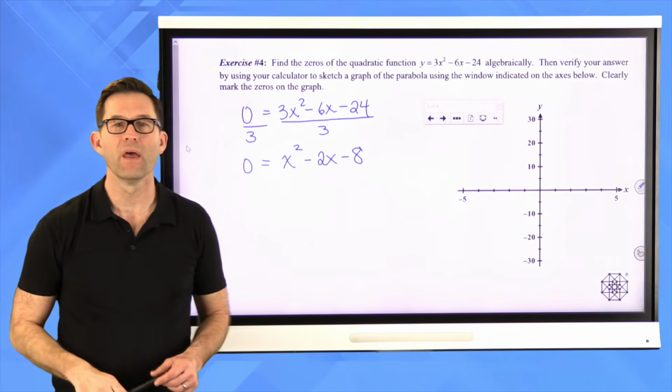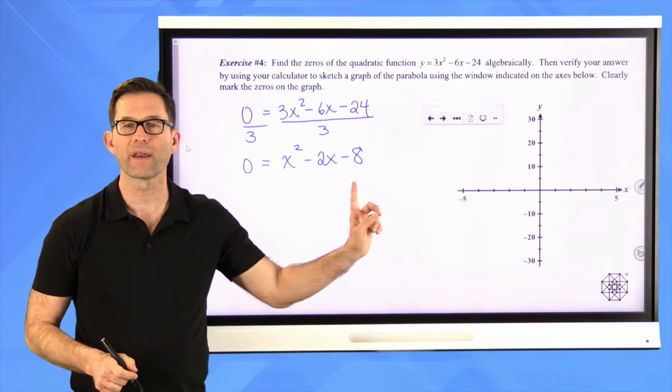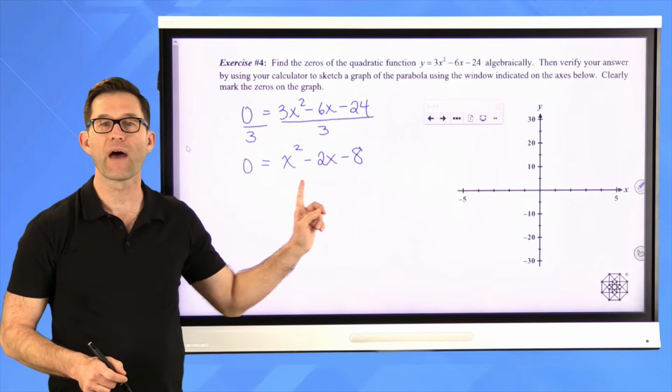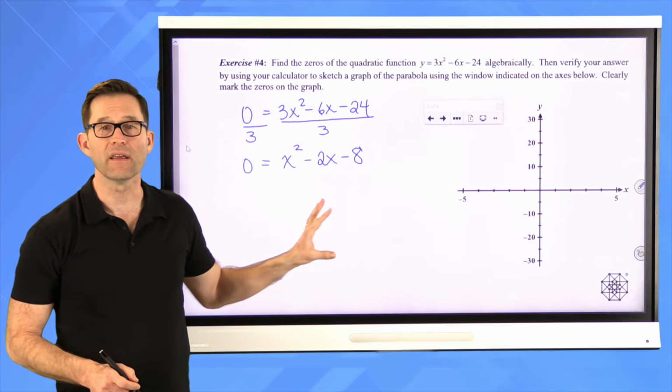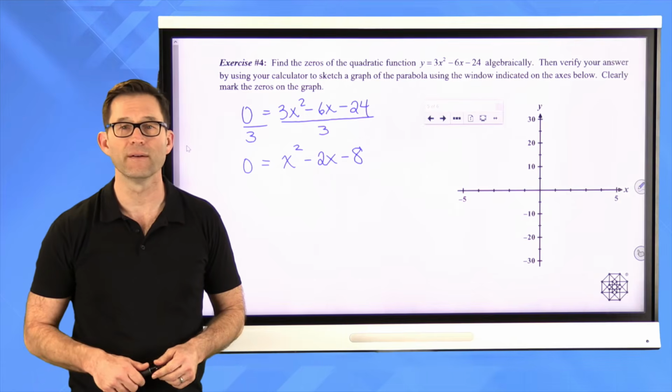All right? Now what I'd like you to do is pause the video and finish solving this quadratic equation by factoring that right-hand side and setting each of those factors equal to 0. Pause the video now and go ahead and do that.